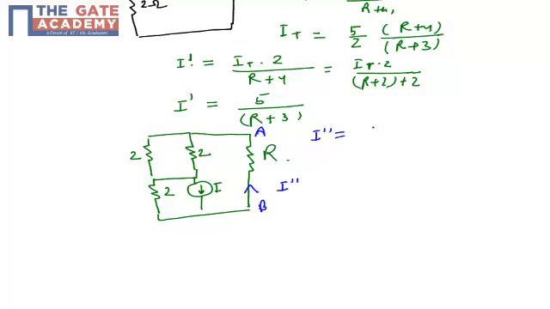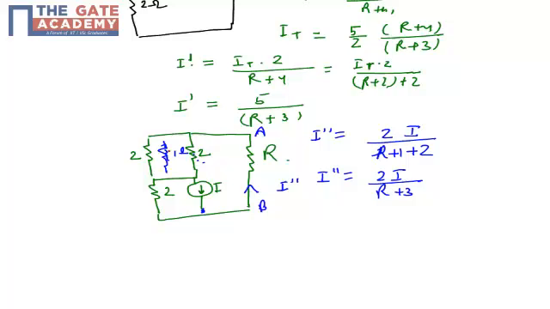So my I double dash, if I apply the current divider here, this 2 parallel 2 will be 1 ohm effectively. So for the current divider, we have two paths, one path with a resistor of 2 ohm, other path with a resistor of R plus 1 ohm. So I can apply the current divider here as 2 into I upon R plus 1 plus 2, which is 2I upon R plus 3, for I double dash. You can simply consider that two resistors of 2 ohm are in parallel, so they can be replaced by a 1 ohm resistor.